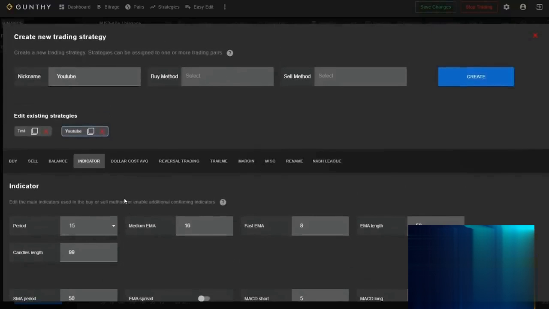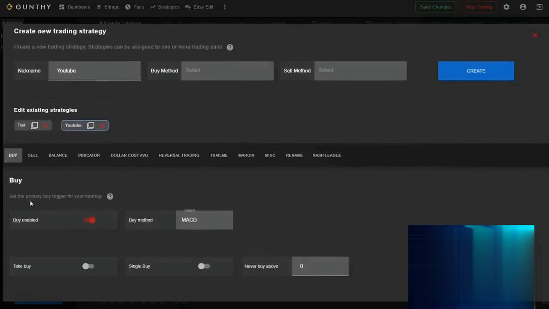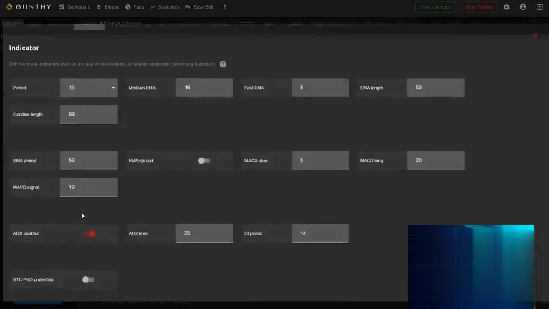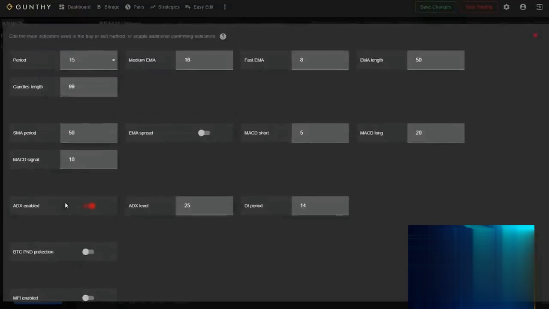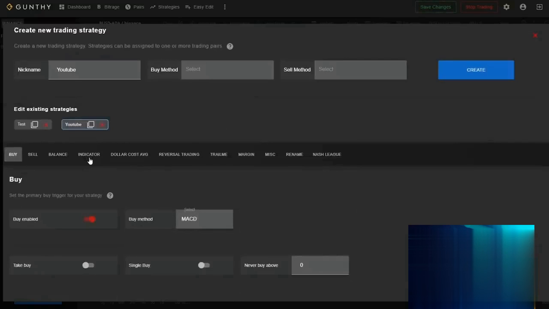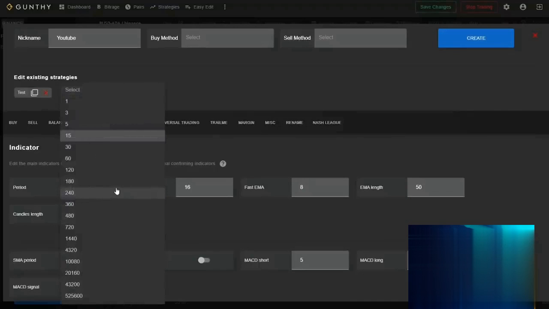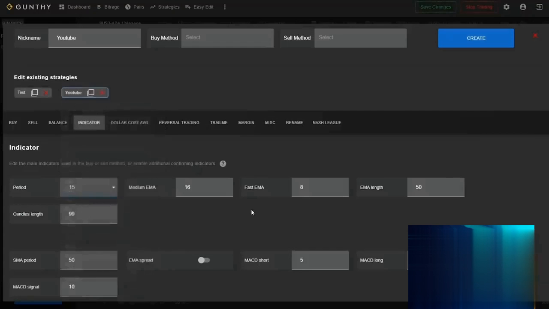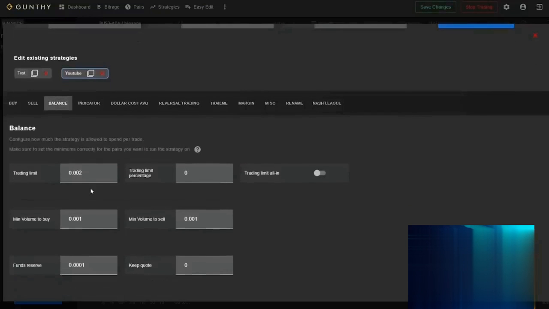You can stack indicators on top of each other, so not only am I using MACD, but I'm also using stock RSI, I'm also using ADX, and you can change all of these options here, as well as the base indicator options. So if I just want to change the options for MACD, then I can choose my period. This is basically the trading candle period. So do I want to use 15-minute candles, 1-minute candles, or much longer period candles? And I can change the specific EMAs on the MACD, etc., as well as the balance settings.